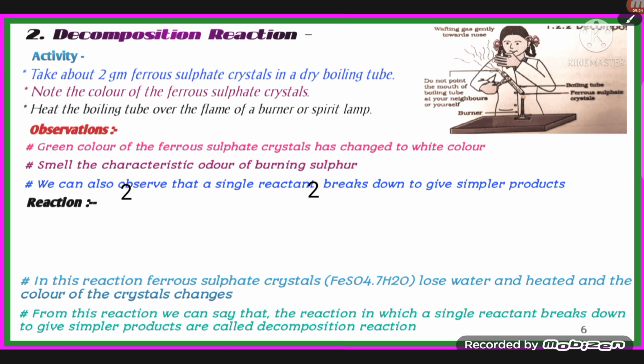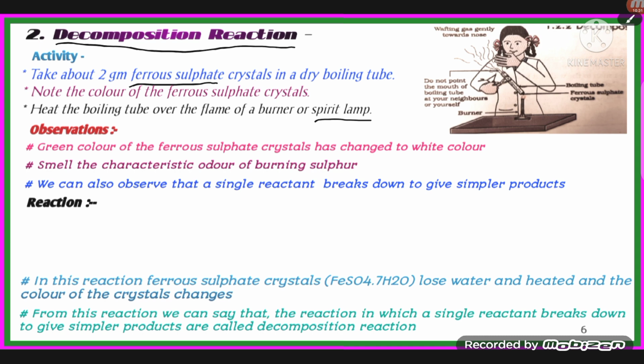Let us know about decomposition reaction. Here also one activity is given. Let us know about the activity. In this activity, we take about 2 gram ferrous sulfate crystals in a dry boiling tube. Note the color of the ferrous sulfate crystals. Heat the boiling tube over the flame of a burner or spirit lamp. Look at this picture.